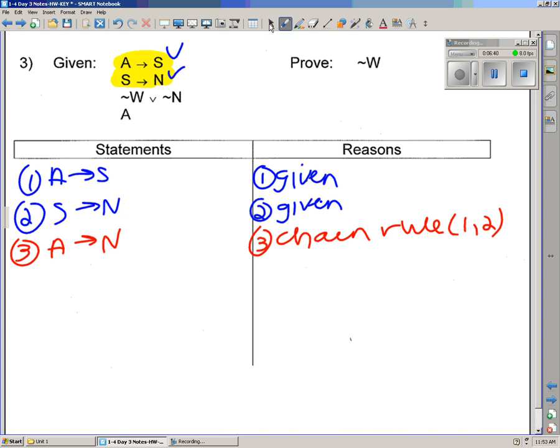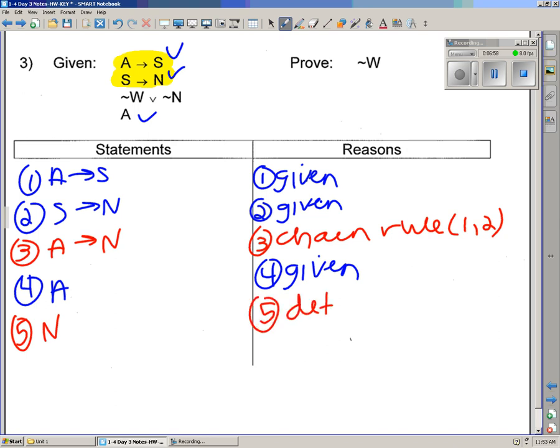We need to go back to my givens. Where else do I see it? Either the letter A or the letter N. It's going to be the single letter that you're going to have to use. So A is given to you. And now from 3 and 4, I can detach off of N. So this is detachment. And that's from 3 and 4.